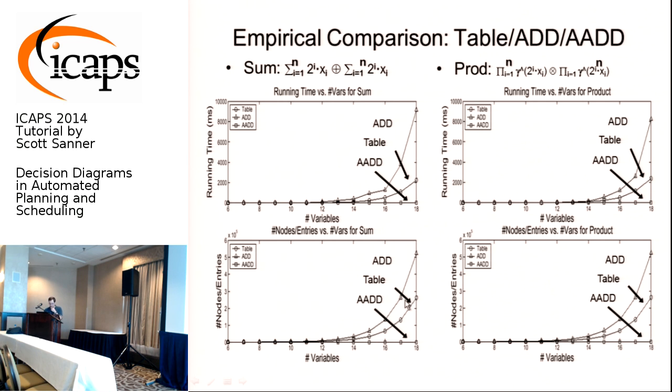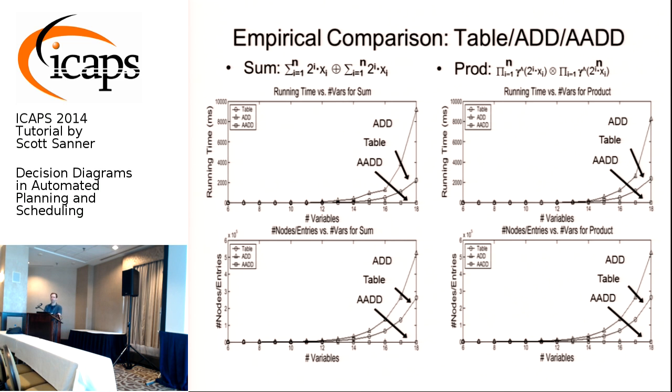Now, why is the space larger? It's because the table only had to represent the leaf values, whereas the ADD had all the internal nodes to get to the leaf values. So yes, this was the worst case for the ADD. But in practice, I would say you don't see this. But it was the best case for the Affine ADD.